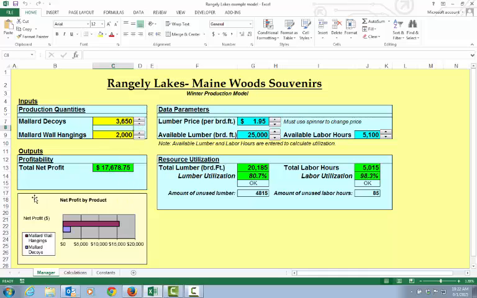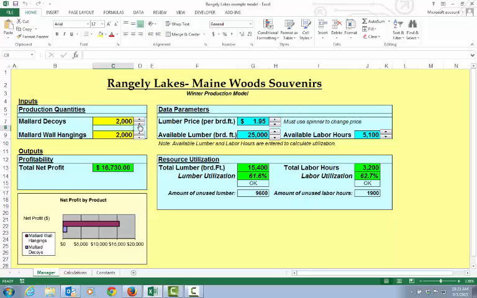Also, which again is sort of useful in this case, is to show the net profit by product down here in the lower left. That's simply a report out chart that just reports the relative values of net profit contributed by the two separate products. And it's pretty obvious here that even under identical production quantities, the wall hangings are much more profitable than the decoys.